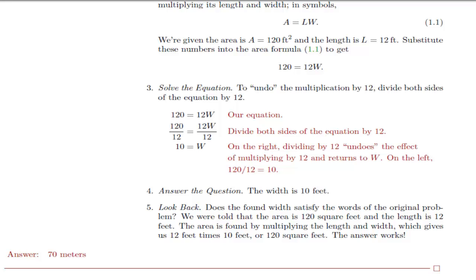Looking back or checking, does the found width satisfy the words of the original problem? We were told that the area is 120 square feet and the length is 12 feet. The area is found by multiplying the length and width, which gives us 12 feet times 10 feet, or 120 square feet. So the answer works.